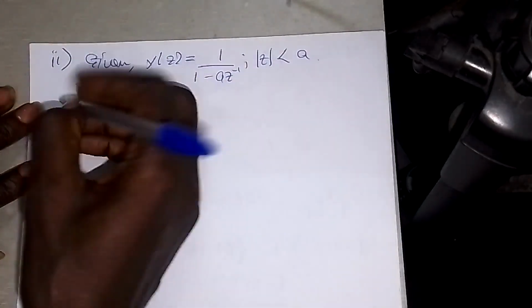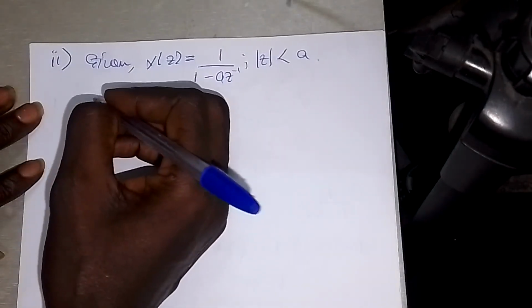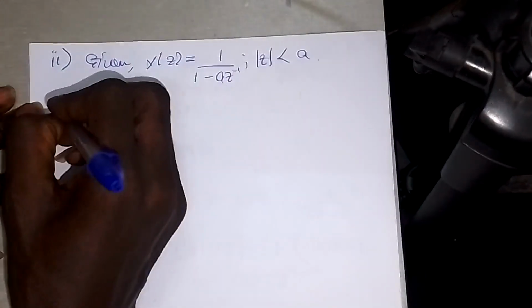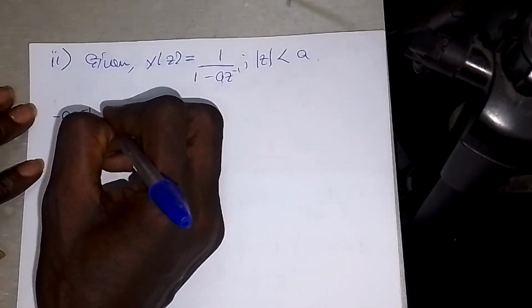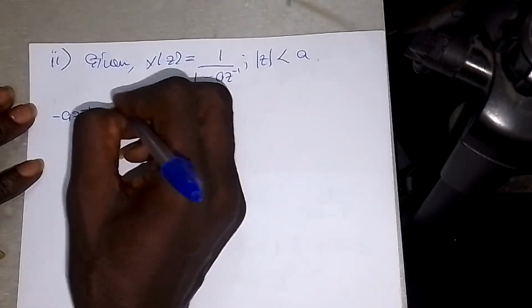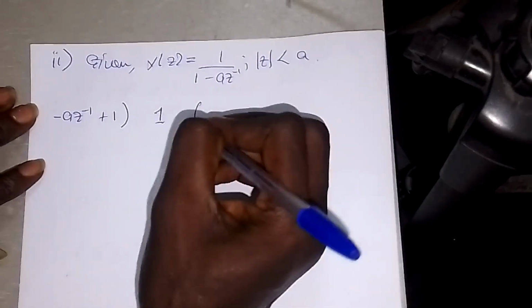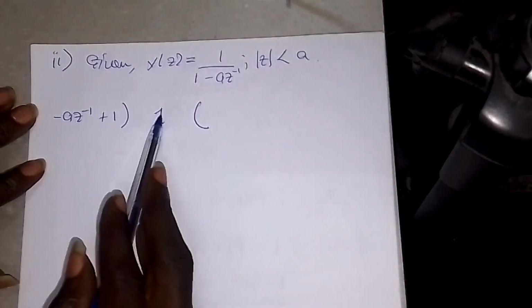Okay, when it's an anticausal sequence, this is how we write the division. In an anticausal sequence, I'll bring this part here first. So I'll write minus a z inverse plus 1. For an anticausal sequence, that's how you do it. And here is 1. So now, how many times can it go here?